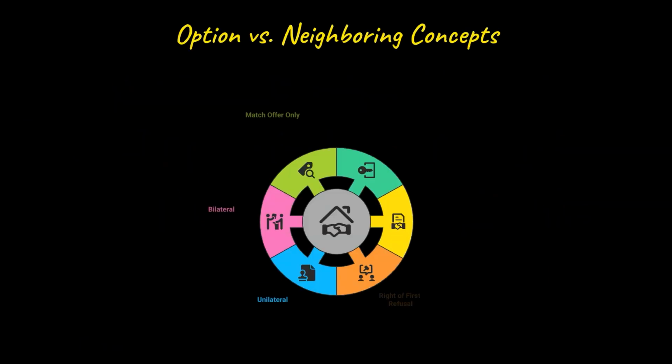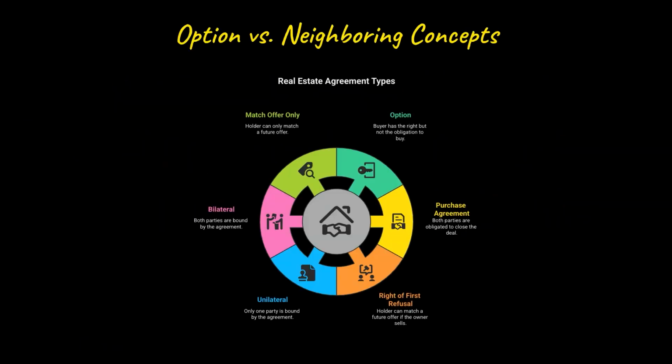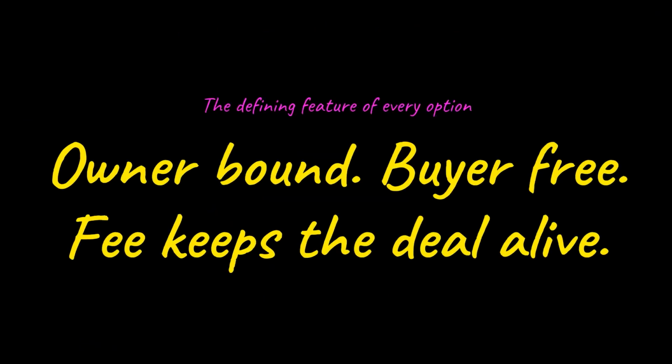This is what separates an option from similar concepts. A purchase agreement is bilateral. Both sides must close. A right of first refusal sets no price and only lets the holder match someone else's offer. Only the option is unilateral, binding the owner alone. Whenever you see a scenario describing the right, but not the obligation, to buy at a fixed price within a set time for a fee, that is an option. The lopsided commitment is the giveaway every time.